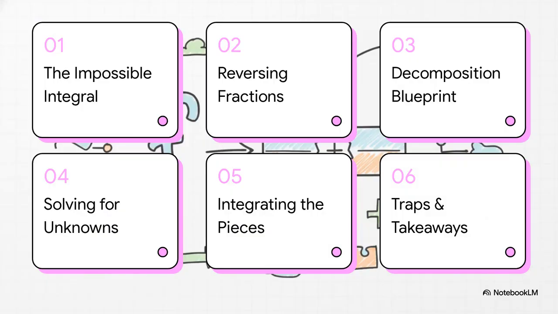So here's our game plan. We're going to start by meeting our impossible integral. Then we'll get into the main idea, which is basically just reverse engineering fractions. After that, we'll look at the blueprint for how to break things down, do a little detective work to find the missing pieces, and then finally integrate everything for the big payoff. And of course, we'll wrap up with the common traps you'll want to avoid.